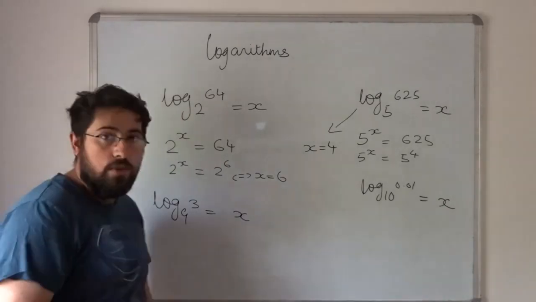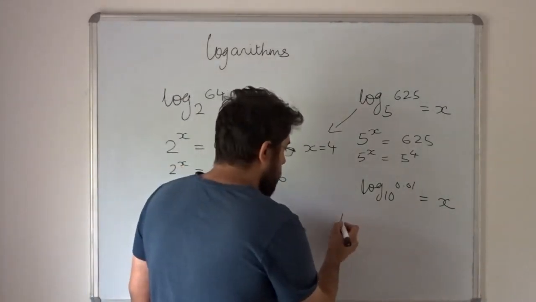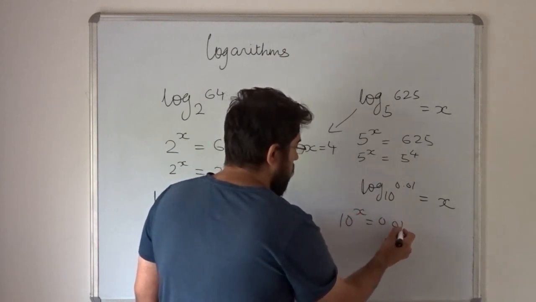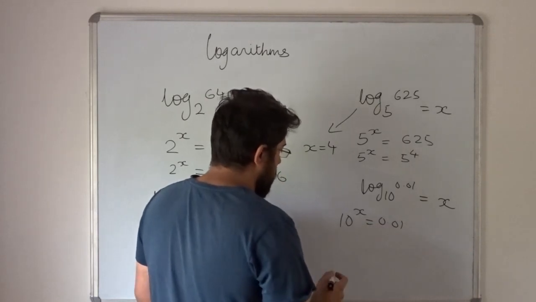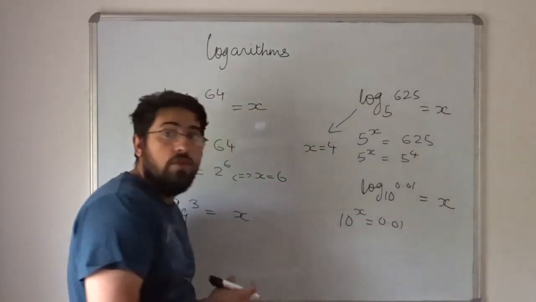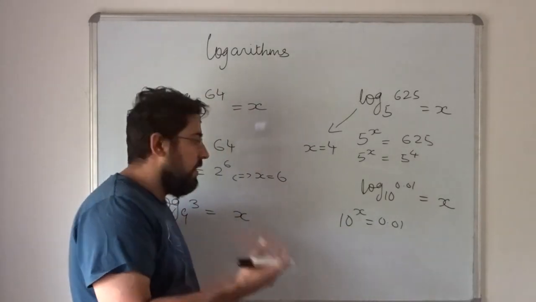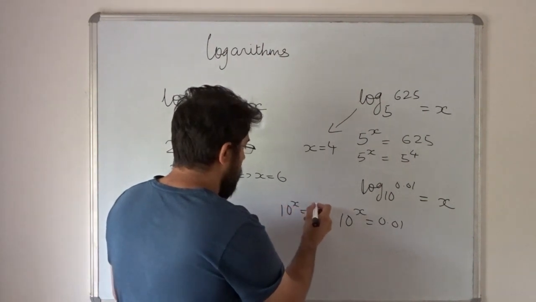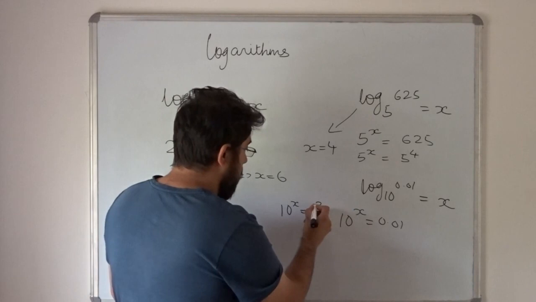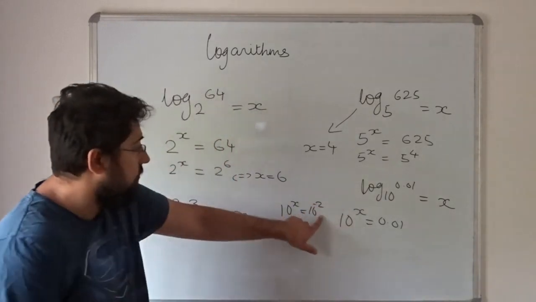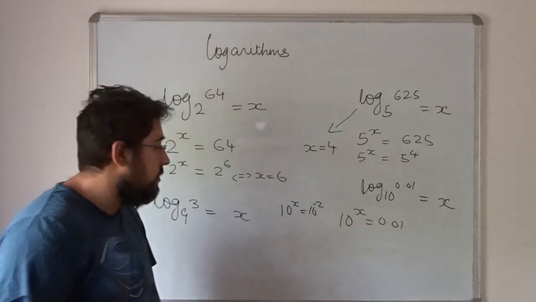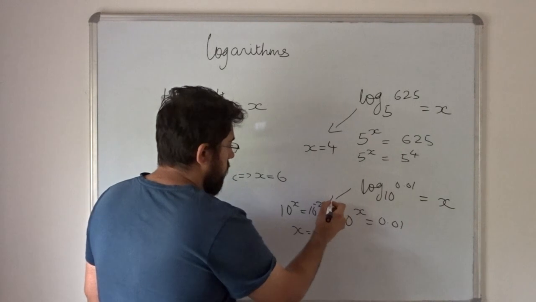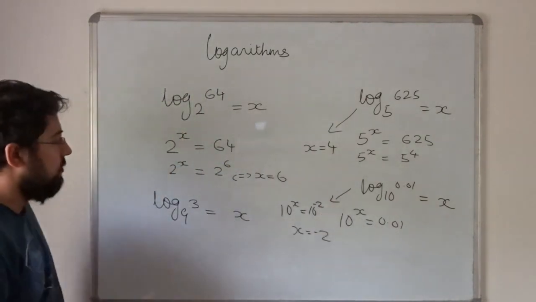So let's do the last one now. Last one is very easy. 10 to the power x is equal to 0.01. So what does that become? 0.01, what does it become? It becomes 10 to the power 2. Well, negative 2, I beg your pardon. It becomes negative 2 because it's a decimal. And then x equals negative 2.